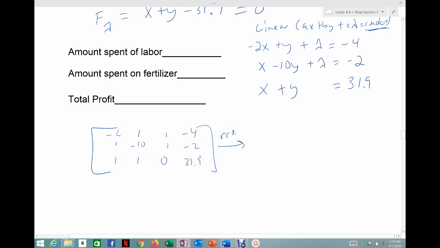Alright, now I'll know in this case for sure if you've watched the video or read the book, because the book doesn't use this method. Alright, then you row reduce, which you do your RREF. You get your nice row reduced matrix that gives me 20, 11.9, and -83. Alright, so my x value is 20, my y value is 11.9, and my lambda is 83.